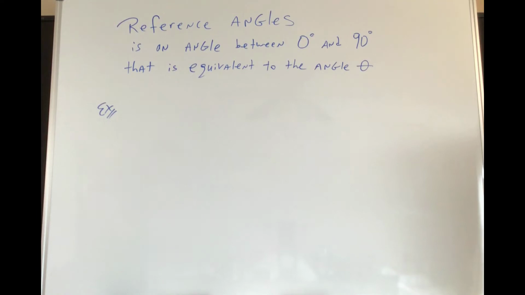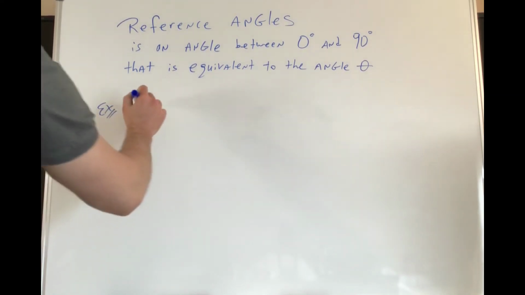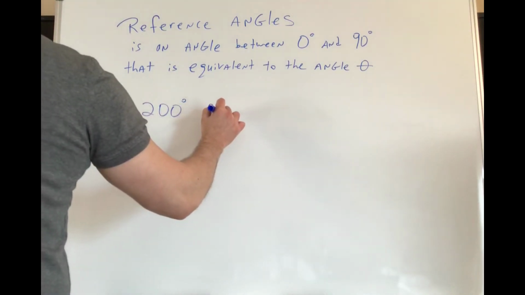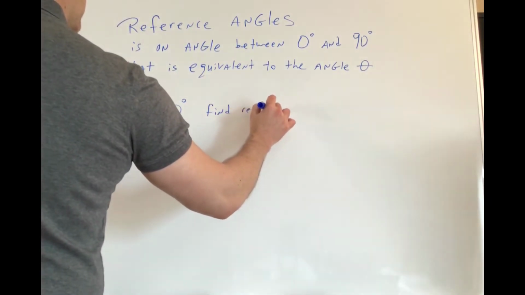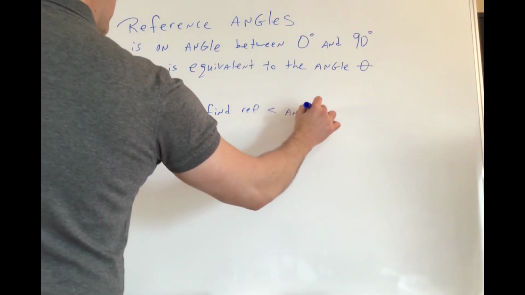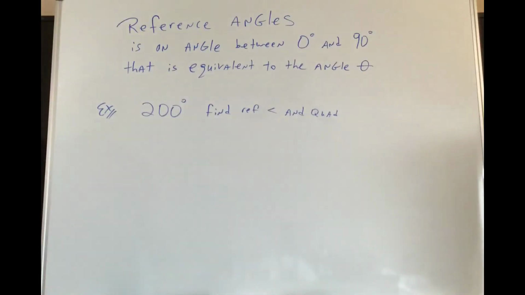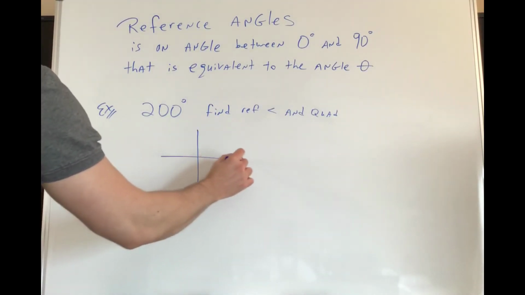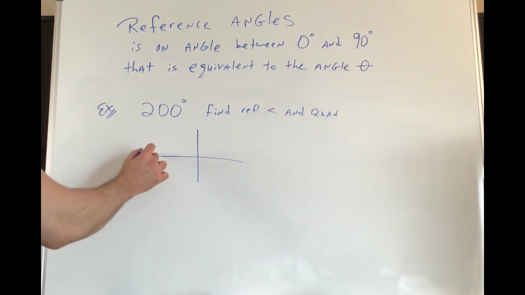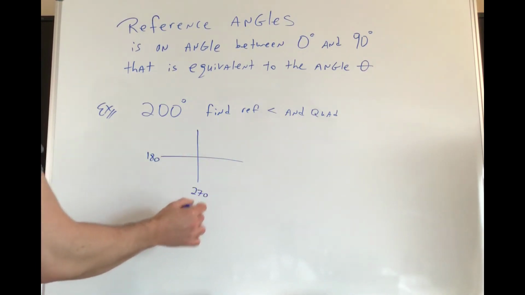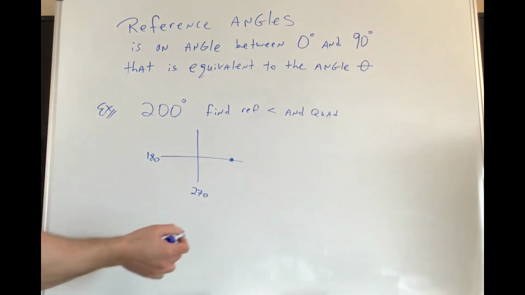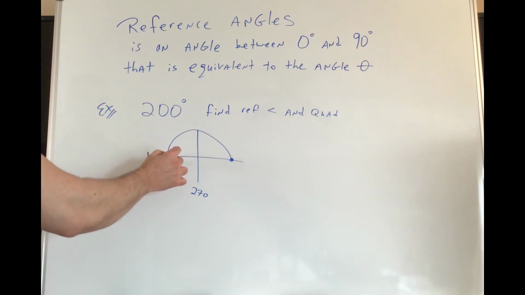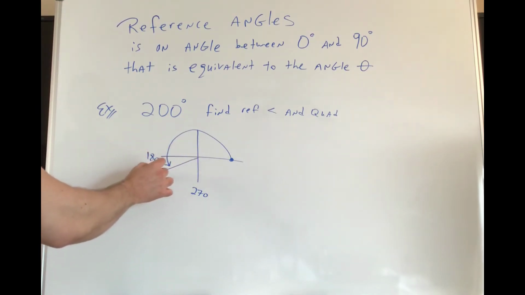So I start you with an angle. Let's say I tell you that your angle is 200 degrees, and I want you to find the reference angle and the quad. How on earth do you start this? Well, you start it like I told you before. 0, 90, 180, 270. You're going to draw. Now, I know that all the way to here is 180. And I have to go a little bit more.